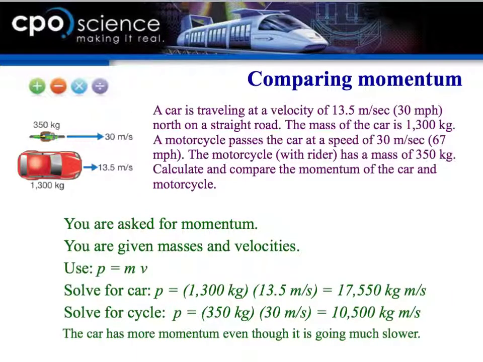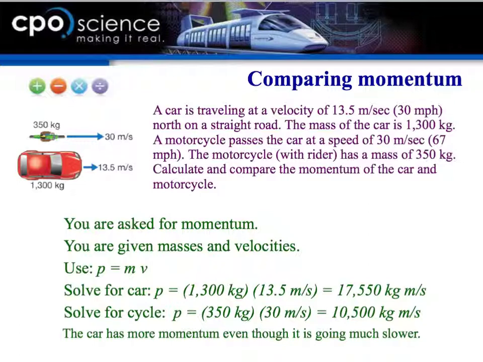Let's practice by comparing momentum. A car is traveling at a velocity of 13.5 meters per second north on a straight road. The mass of the car is 1,300 kilograms. A motorcycle passes the car at a speed of 30 meters per second. The motorcycle with rider has a mass of 350 kilograms. Calculate and compare the momentum of the car and the motorcycle.